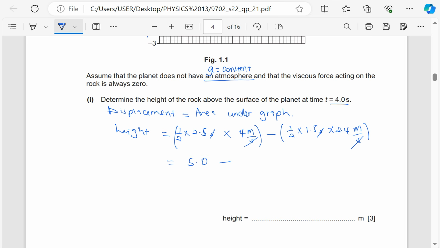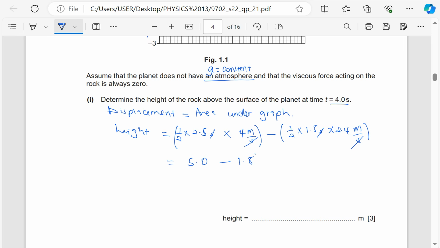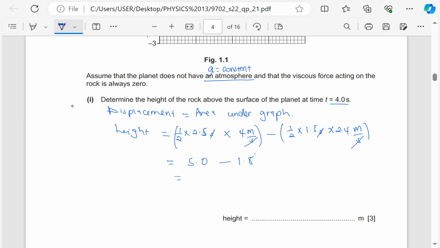minus 1.5 times 2.4 divided by 2, which is 1.8, so minus 1.8. So I'll just subtract 5 minus the answer, which is 3.2. So this is going to be 3.2. I'll write here 3.2 meters above the planet.